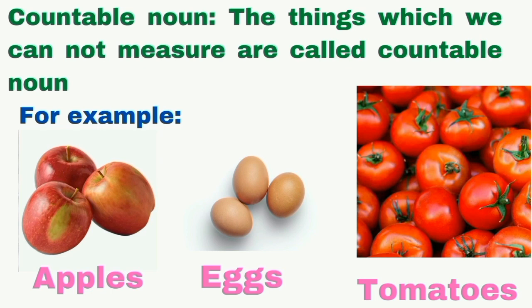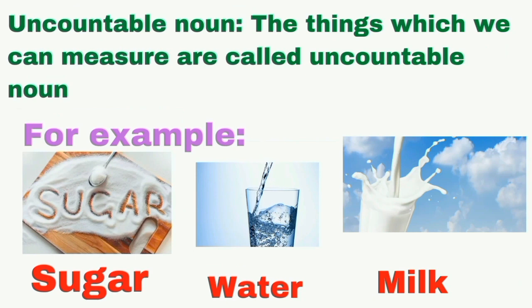Countable noun. The things which we can count are called countable nouns. For example, apples, eggs, tomatoes. Uncountable noun. The things which we cannot count, only measure, are called uncountable nouns. For example, sugar, water, milk.